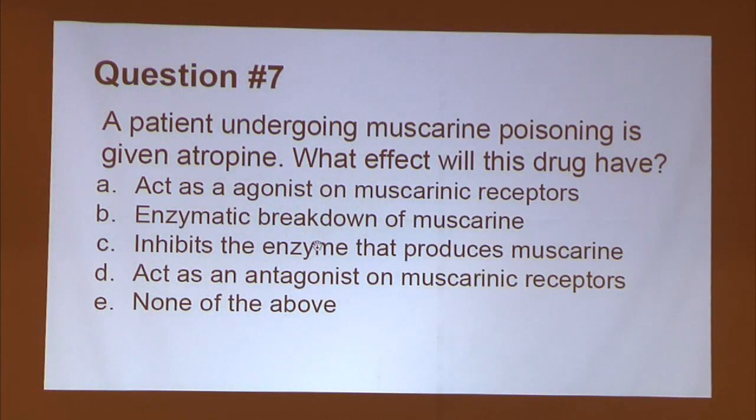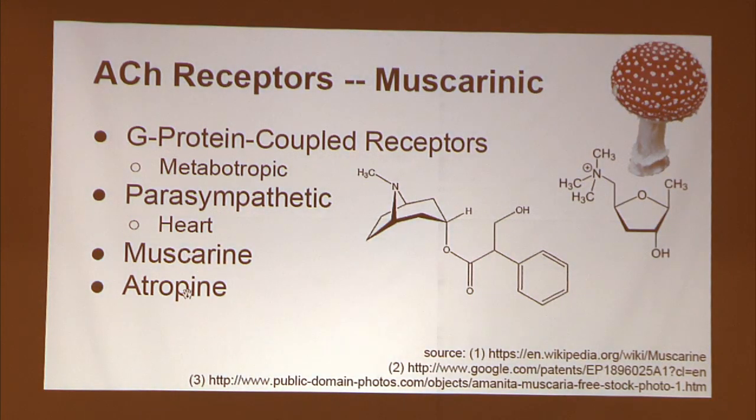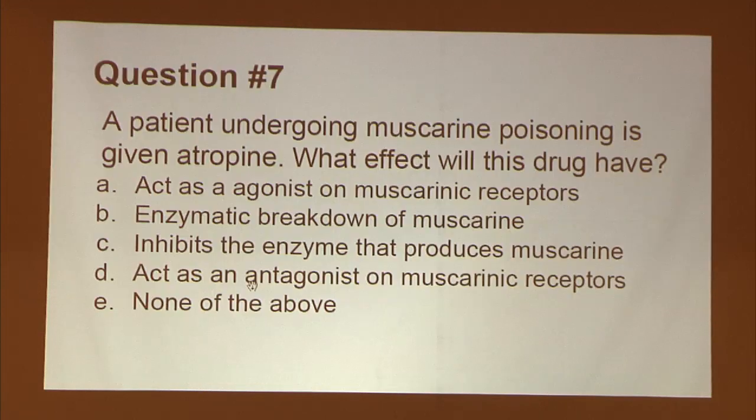B says it enzymatically breaks down muscarine, which we don't really know if that's true or not. We don't really know what the enzyme that breaks that down is. C says it inhibits the enzyme that produces muscarine, which we also wouldn't really know from our notes because we don't know what produces muscarine either. We just know that we have a problem. We're using atropine to solve it. And then D says it acts as an antagonist on muscarinic receptors, which is something we do know. Muscarine is the agonist, atropine is the antagonist, so it's going to block those receptors so muscarine can't bind. And acetylcholine is the neurotransmitter. So the answer for this one was D. It's acting as an antagonist.